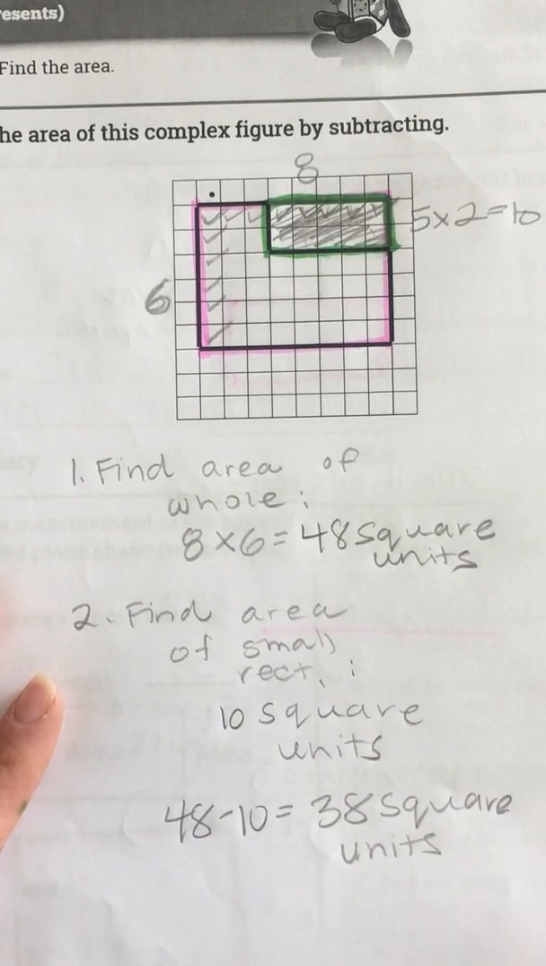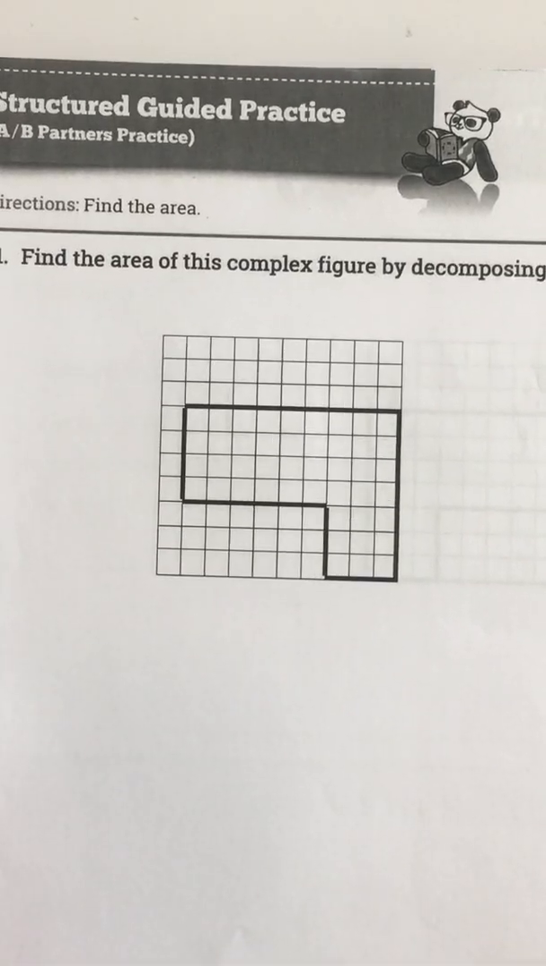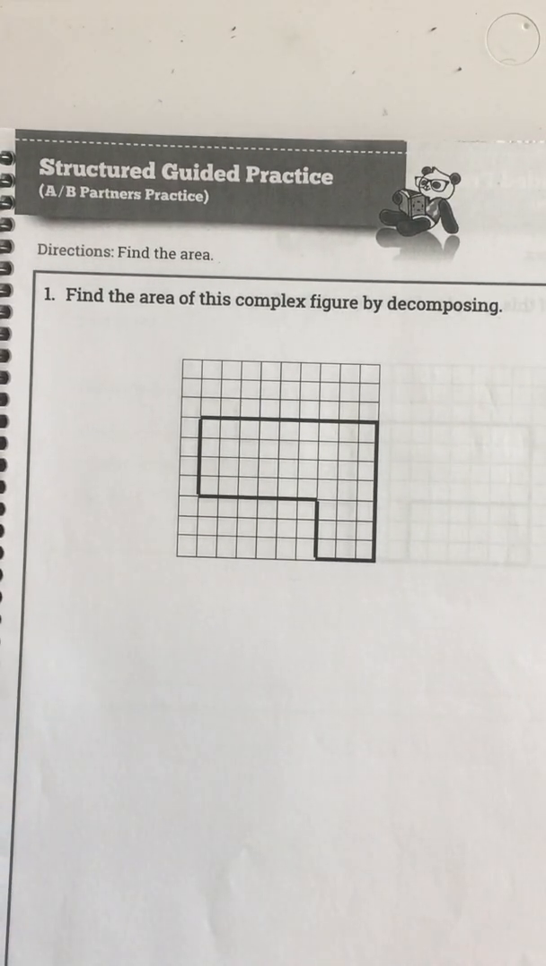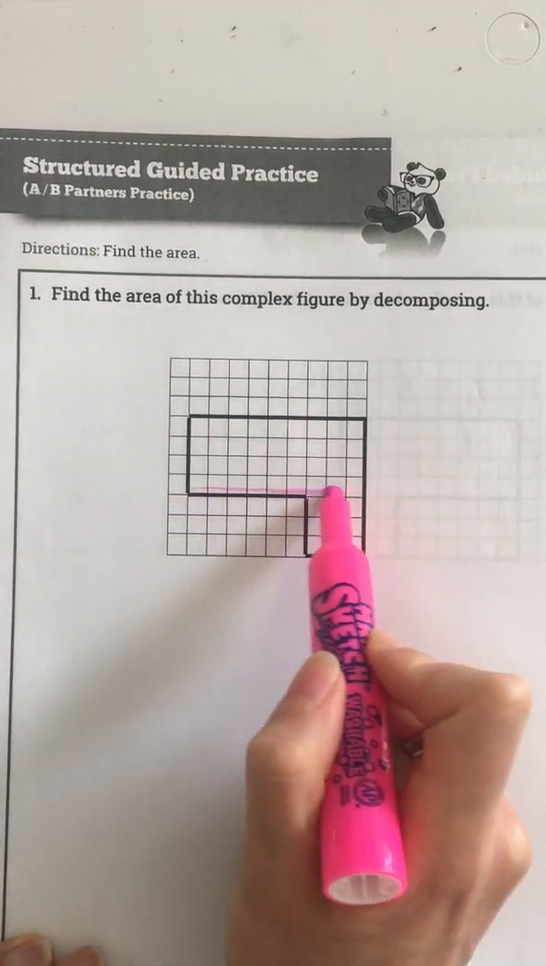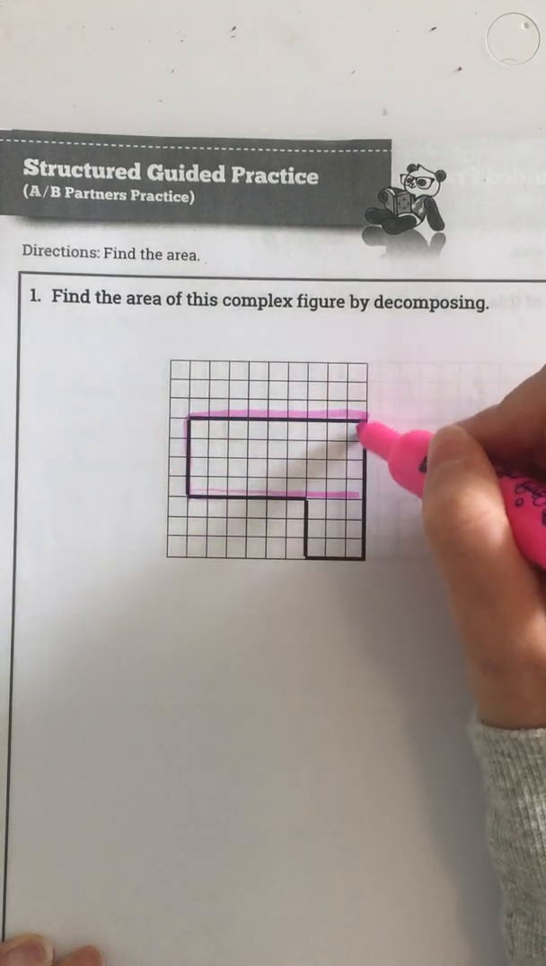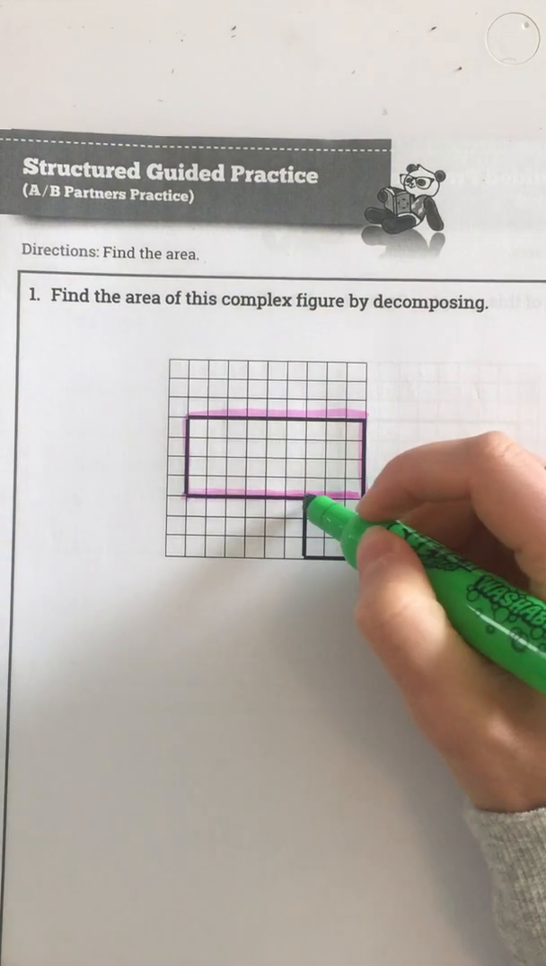Okay. I want you to get your pencil out and do this with me. So if you need to pause this, go ahead. We are finding the area of this complex figure by decomposing. That means we are breaking it apart. So go ahead and break it apart. Again, you are doing this with me right now. We've got one rectangle, and we've got a second.